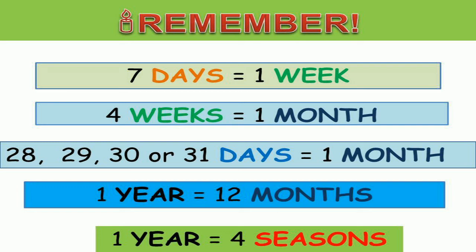Very good. So now next, 1 year is equal to 4 seasons. In a year, we have 4 seasons. Which types of seasons do we have? Yes, we have winter, summer, spring, and rainy. So in 1 year we have 4 seasons.